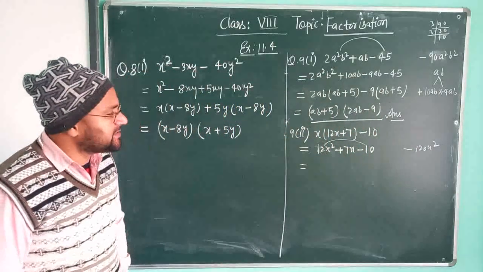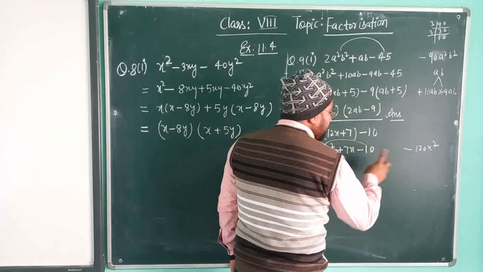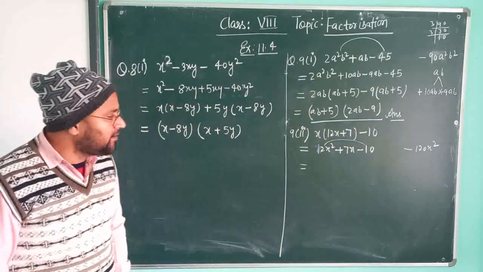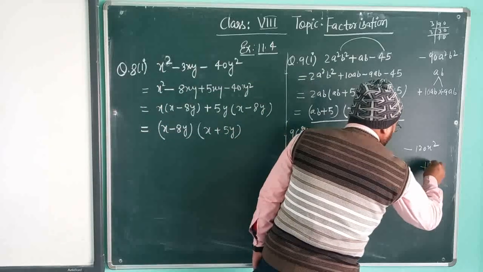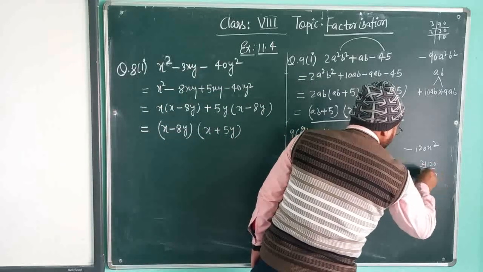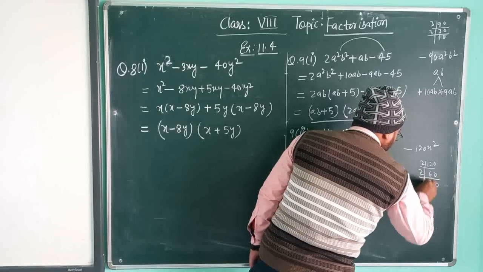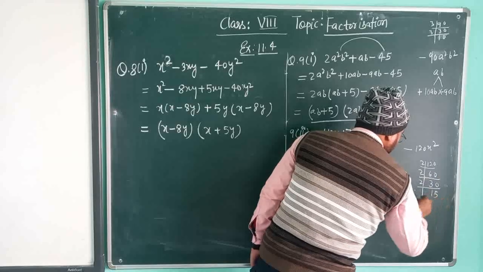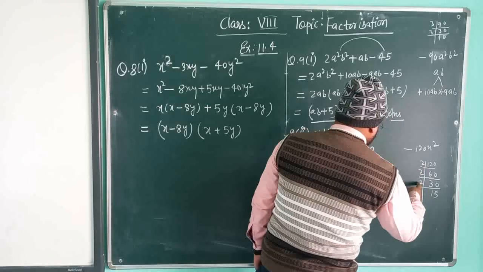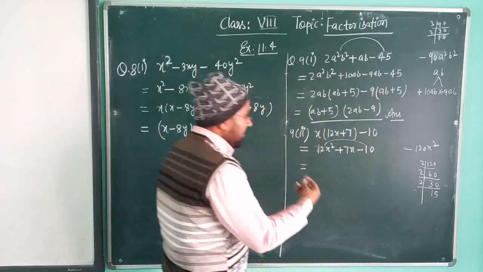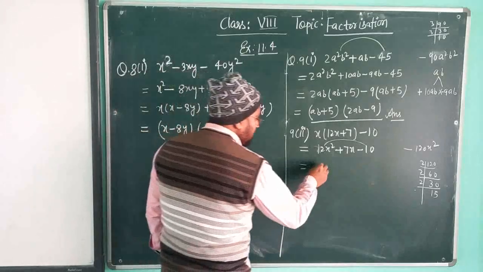So our aim is to break this 7x into two parts whose product is minus 120x square, and by adding or subtracting we are getting 7x. So can we break this? Factorize 120: 60, then 2, 30, then 2, 15. 15 minus 8 we are getting 7. Okay, so it is easy for us to do this one.